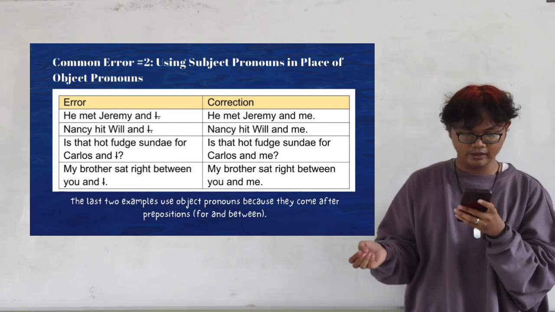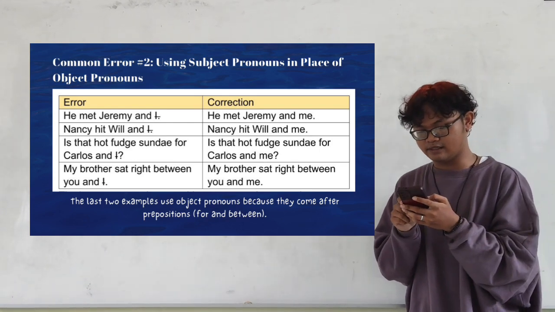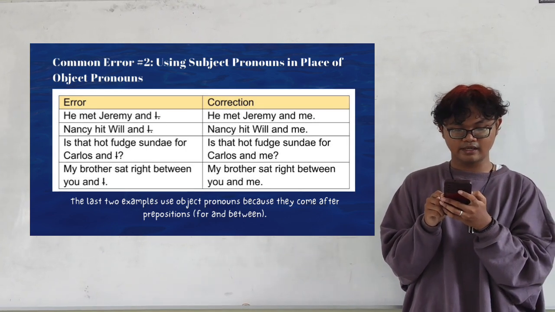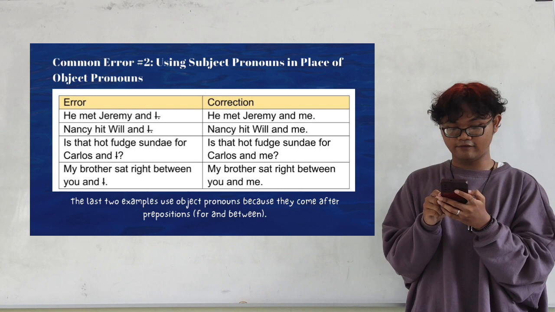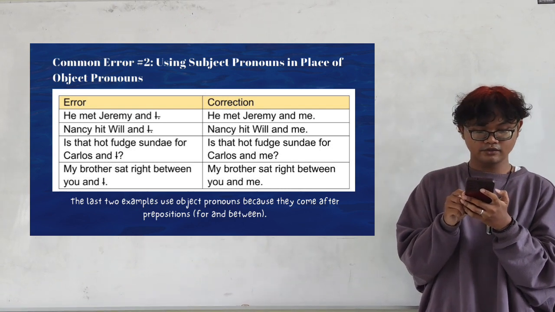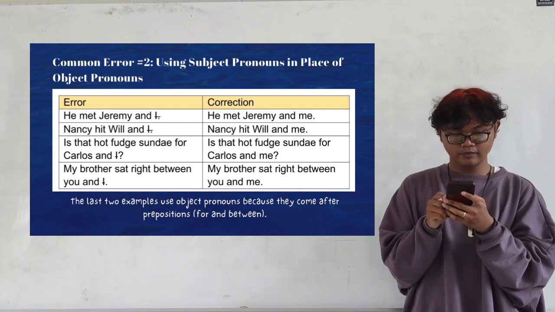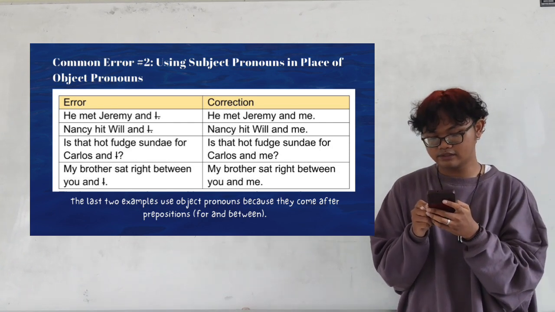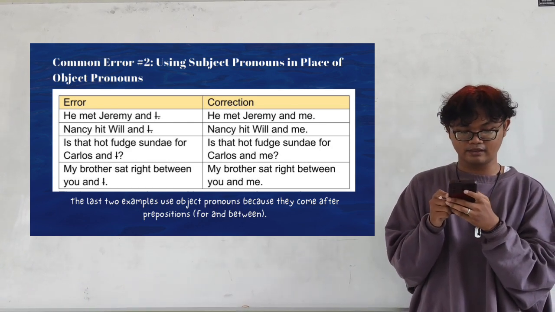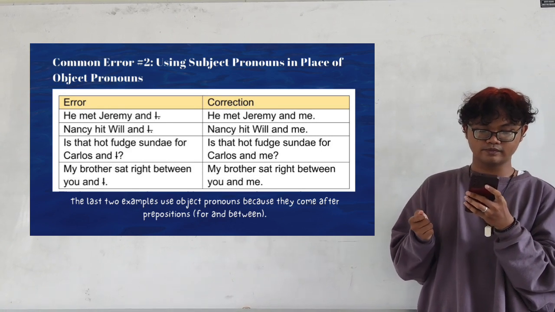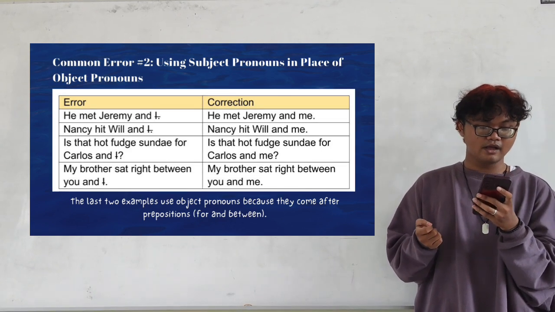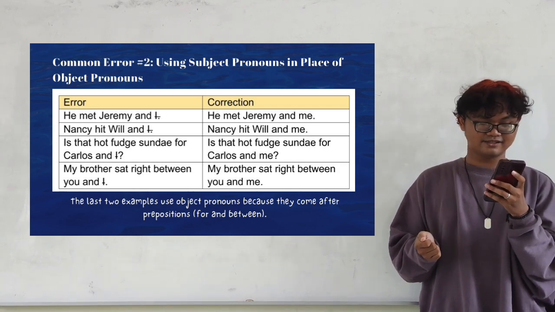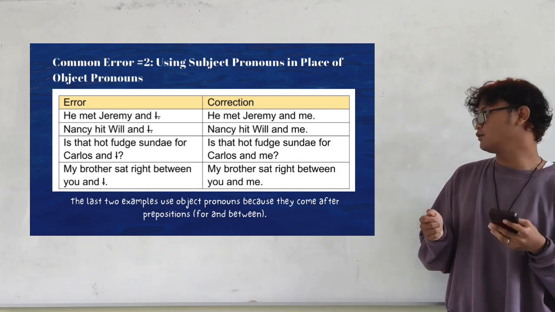Two, Nancy, he, Will, and I. The question is Nancy, he, Will, and me. Is that hard first Sunday for Carlos and I? Is that hard first Sunday for Carlos and me? My brother said right between you and I. The question is, my brother said right between you and me. Let's do an example: use object pronouns because they come after prepositions like for and between.